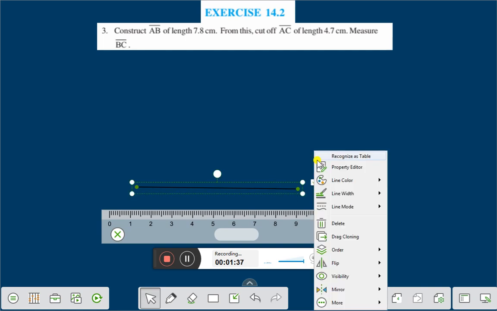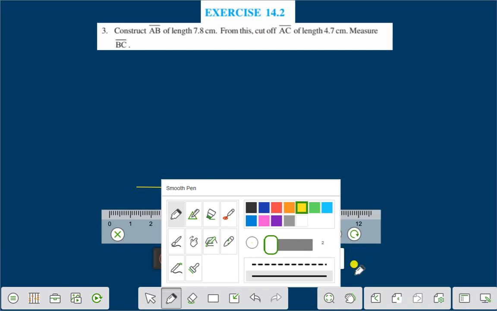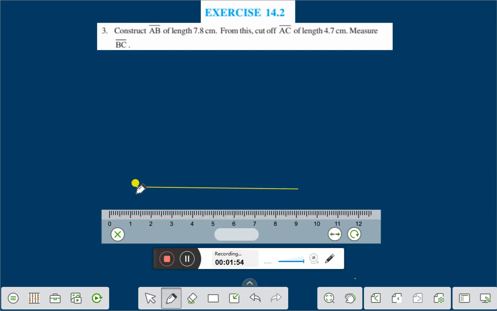Now we will change the color of this line, that is yellow. Now this is 7.8 centimeter. Now we will write the name of this line segment. Here it is A, and this point is B. From this, cut off AC of length 4.7 centimeter.